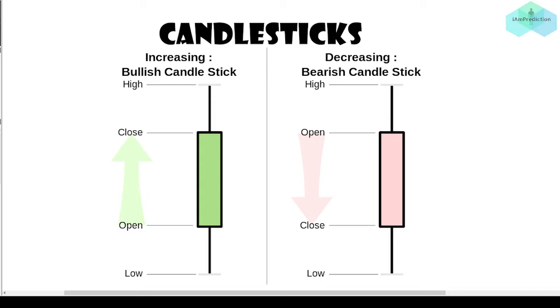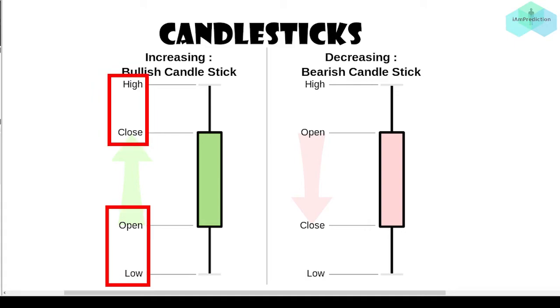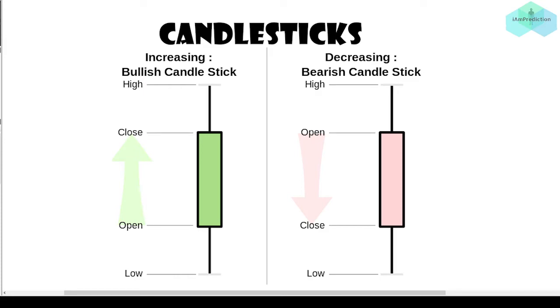We're looking at the shadows, which are the movement between the open and the low and between the close and the high. If shadows are bigger than the body, which is between open and close, then we can make a certain conclusion out of it. It's not necessarily a decision making tool.